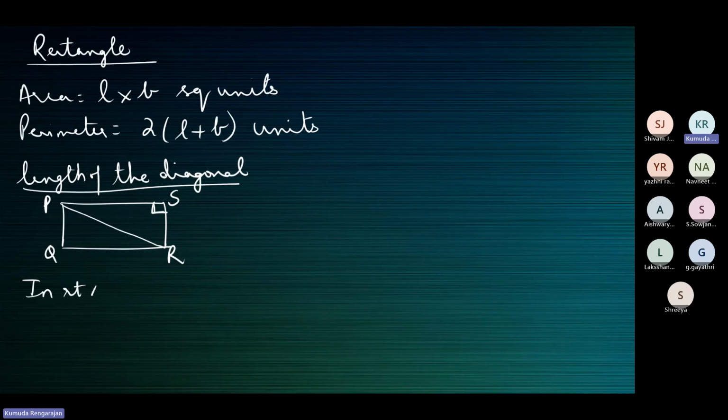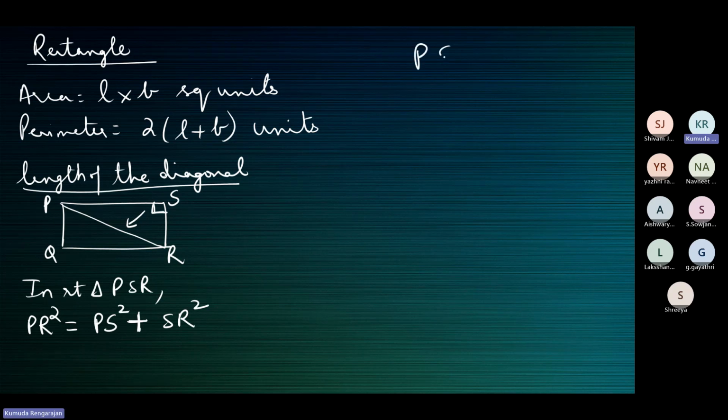In right triangle PSR, by Pythagoras theorem, the hypotenuse is PR because that's the side opposite of the right angle. So PR is the hypotenuse. The square on the hypotenuse is equal to the sum of the squares of the other two sides. The other two sides are PS and SR.